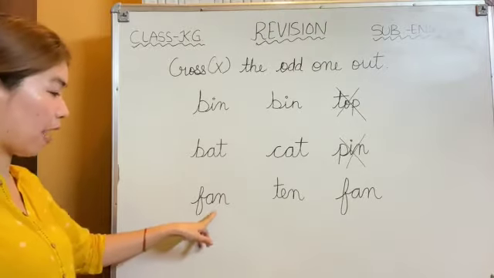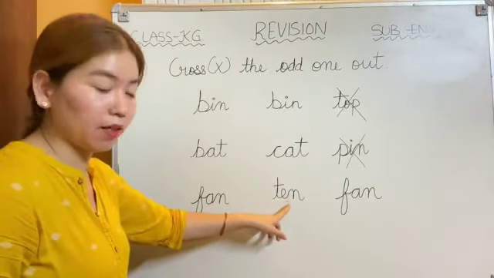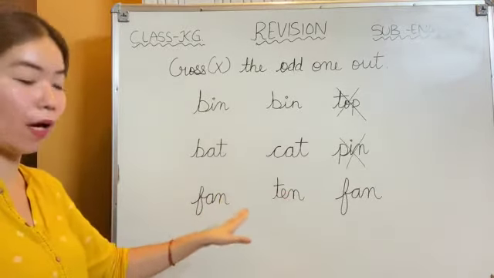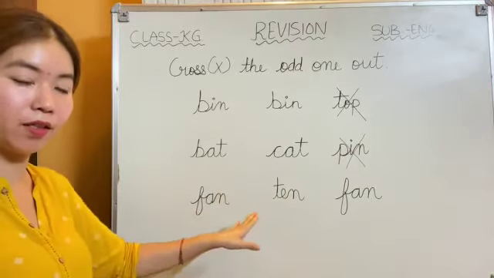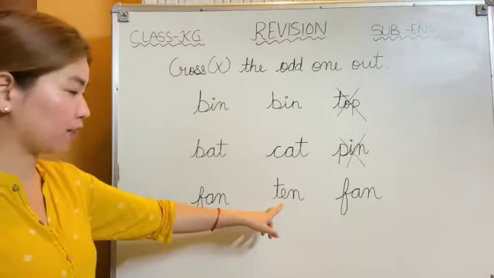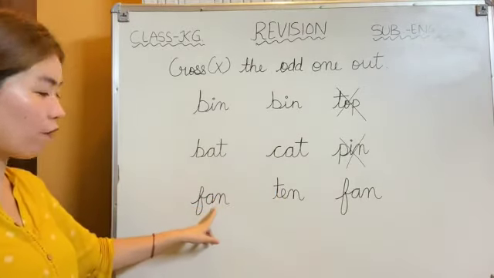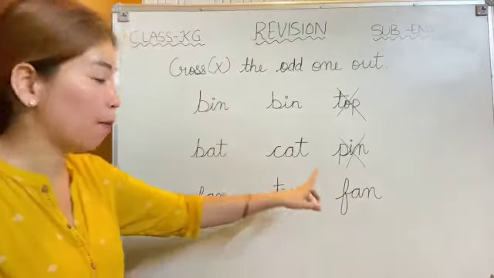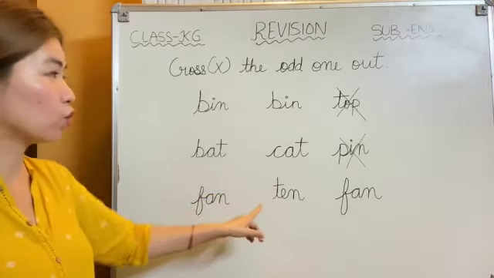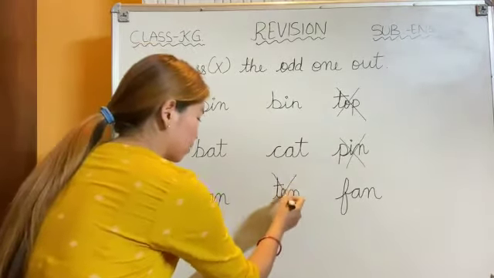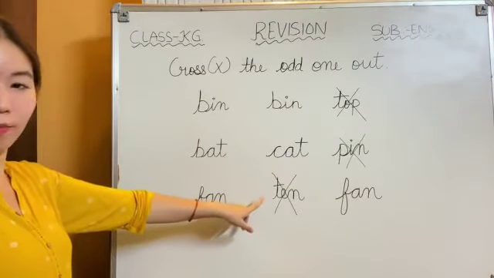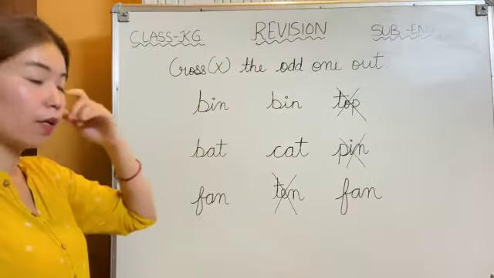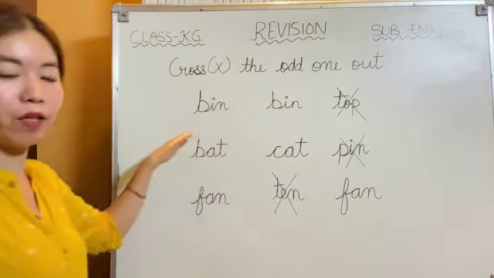Now next is F-A-N, fan. T-E-N, ten. Again F-A-N, fan. Now children, tell me which word is here the odd one out? Which word is different here? Yes. The word ten. This is the odd one out. See, fan, and here also fan. So these two are same, fan and fan. But this spelling T-E-N is different. So we will put a cross mark, or we will put a cut mark. Right children, understood? This is how you will do cross the odd one out. You will find out the odd word from the given words, right?